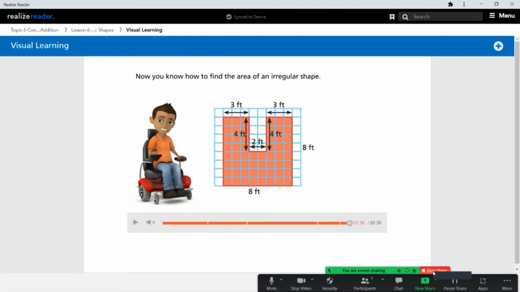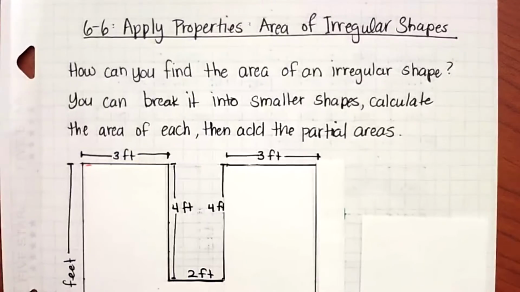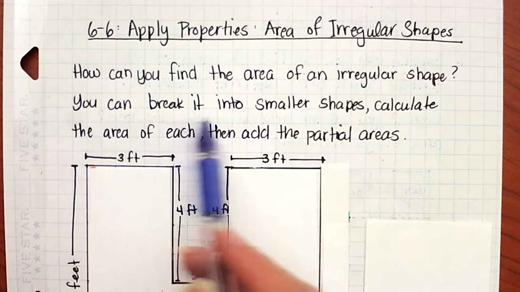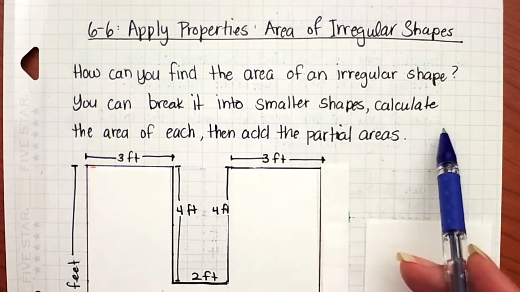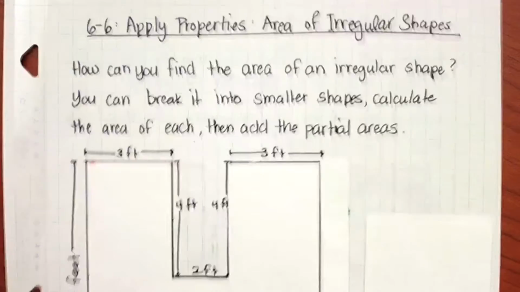All right, let's get into our guided practice and our notes. So I'm going to walk you through that question one more time. How can you find the area of an irregular shape? You can break it into smaller shapes and then calculate the area of each, then add those partial areas.